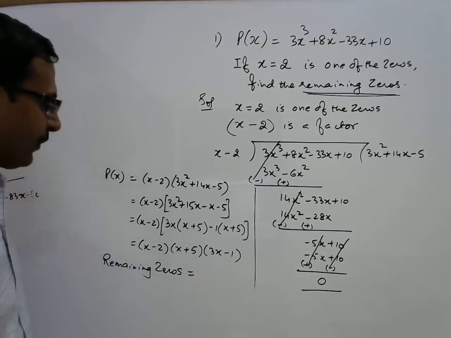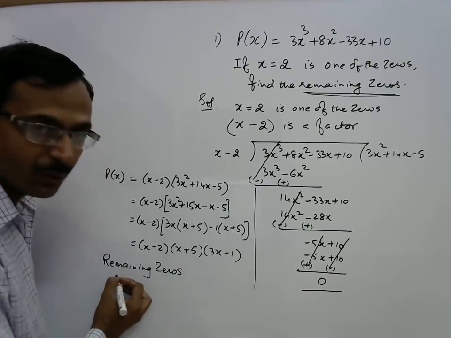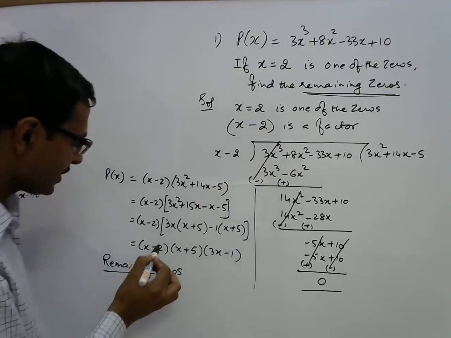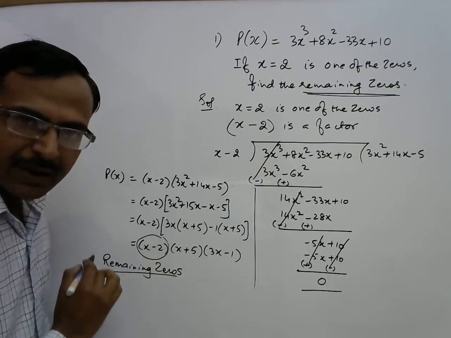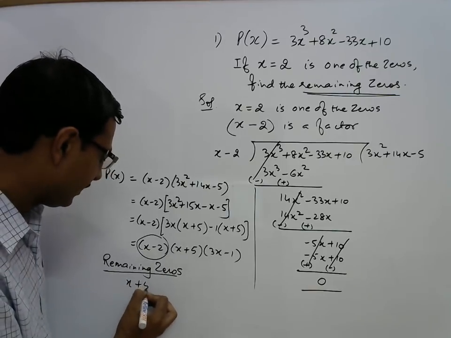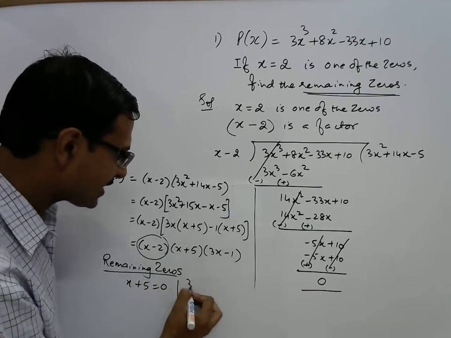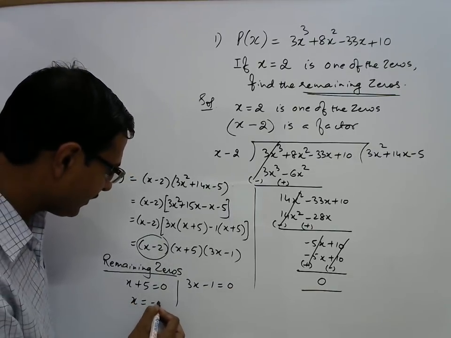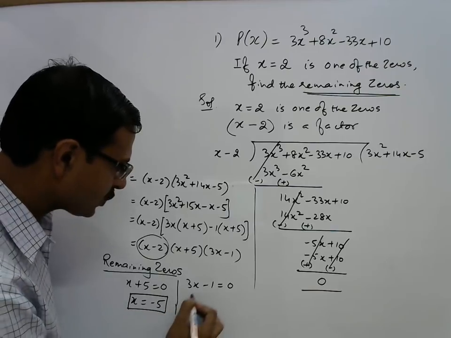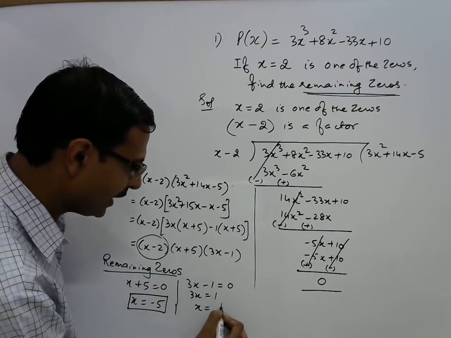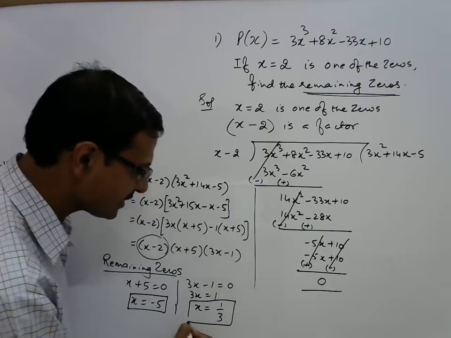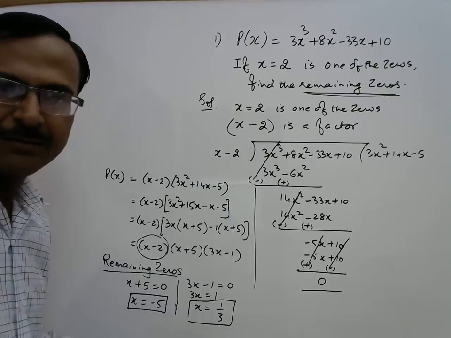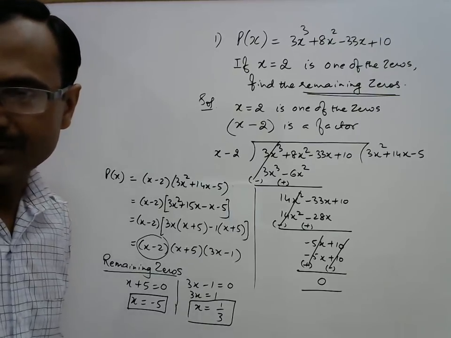For the remaining zeros, see x minus 2 was already given, so this is to be neglected, and the remaining part x plus 5 equal to 0 and 3x minus 1 equal to 0. And now just solve: x equal to minus 5. This is the second answer. And if you solve this, 3x equal to 1, x equal to 1 by 3. This is the third answer. So now the remaining zeros are minus 5 and 1 by 3. So I hope you have understood this.